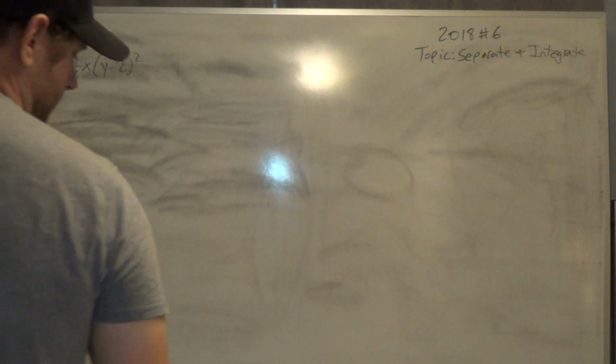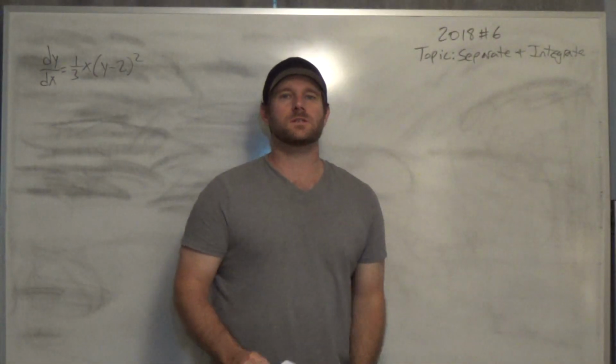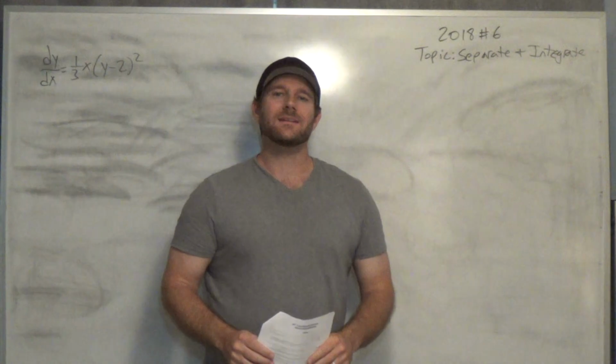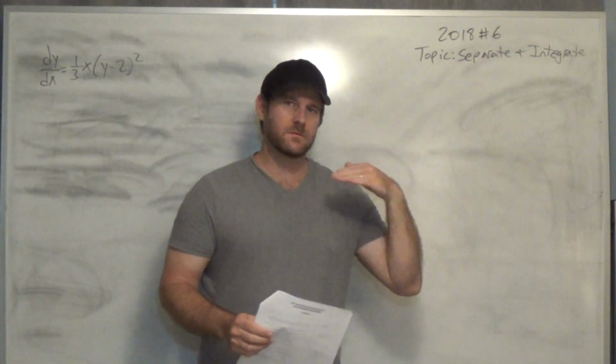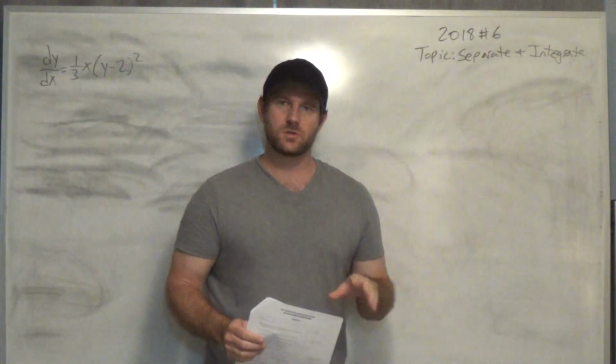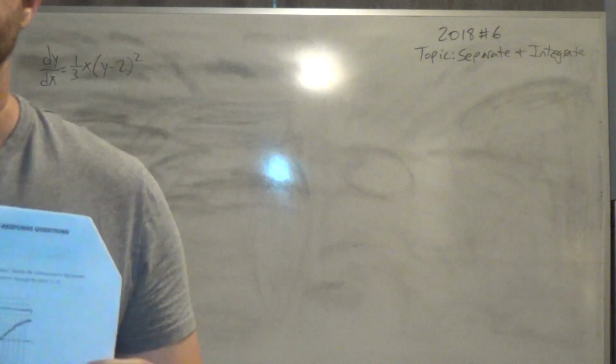All right, my AB Calculus students, we're working on 2018 question number 6. It is a separate and integrate question. Part A is a slope field. This year, coronavirus year, it's not on the AP exam. Future years, sure. But I'm going to show you what your slope field should look like anyways for this one.